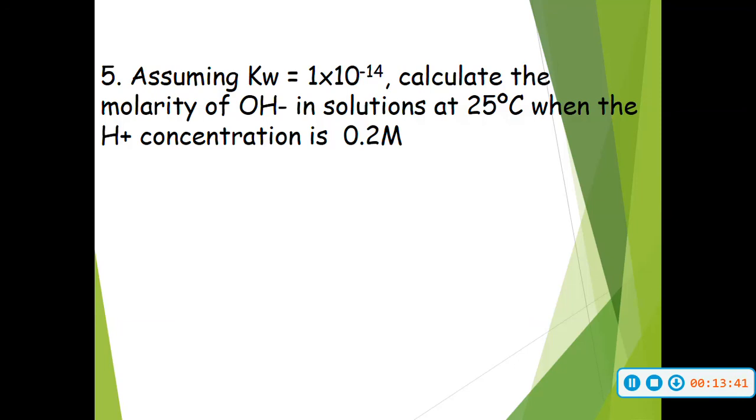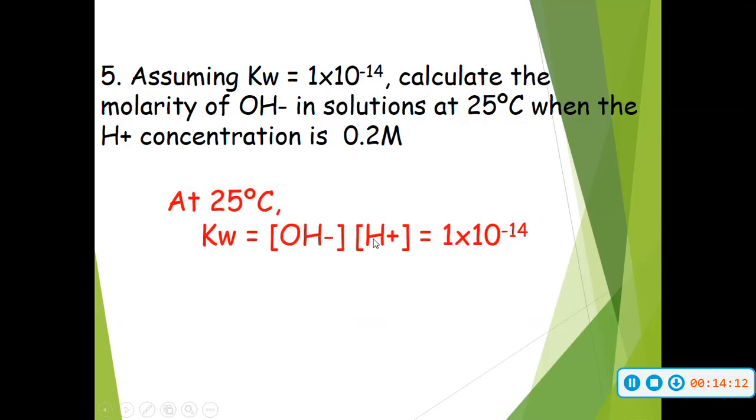So the good thing about this problem is that it kind of already gives you a hint as far as which equation to use. It already tells you that the constant of water is 1 times 10 to the negative 14. And it's asking you for the molarity of your hydroxide ion concentration. And then it also gives you your hydrogen ion concentration. So again, the only equation we can use is the Kw equation.